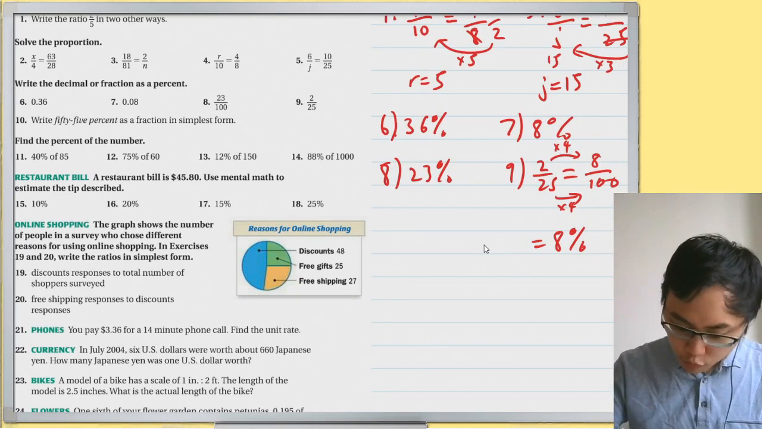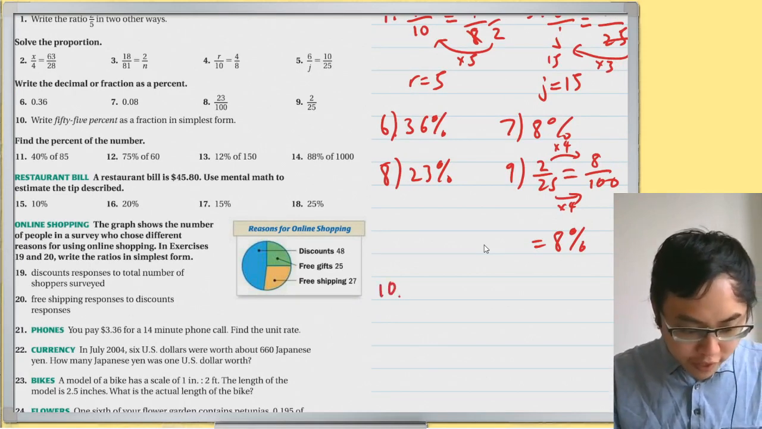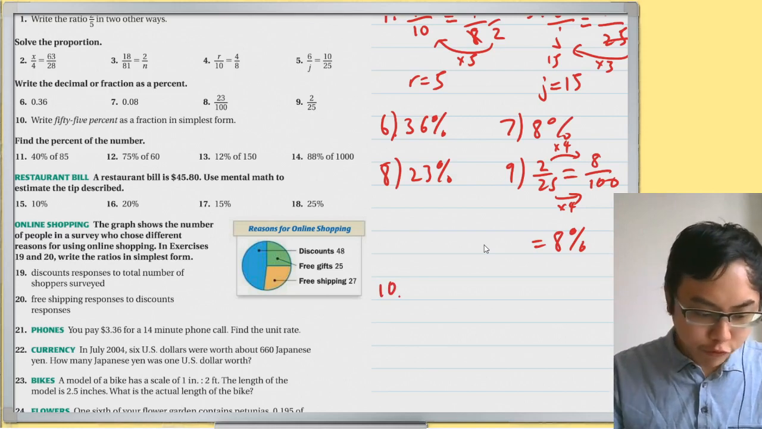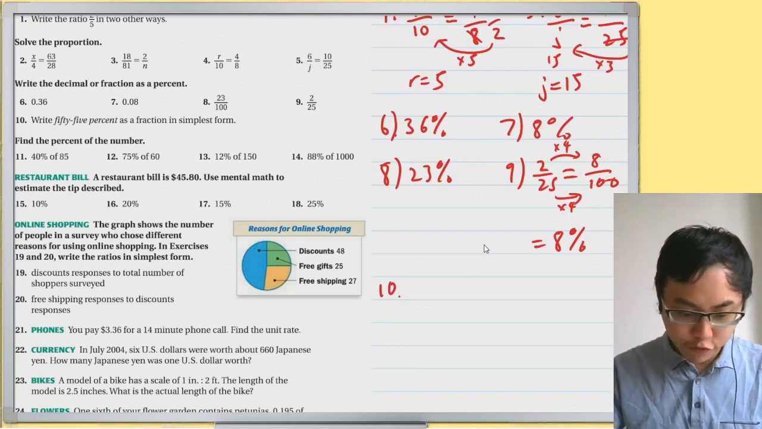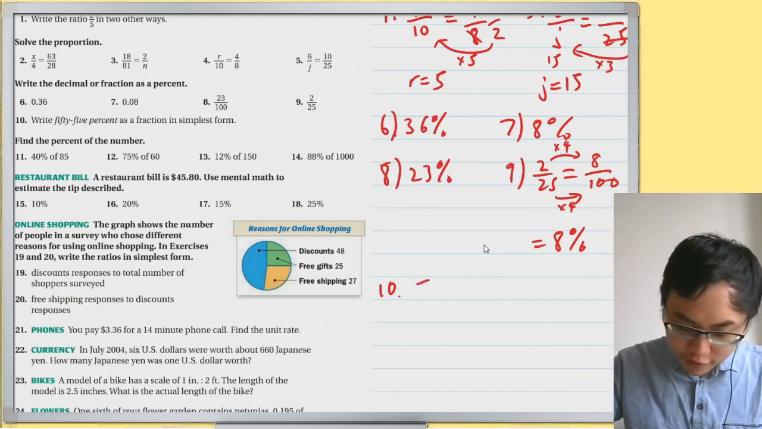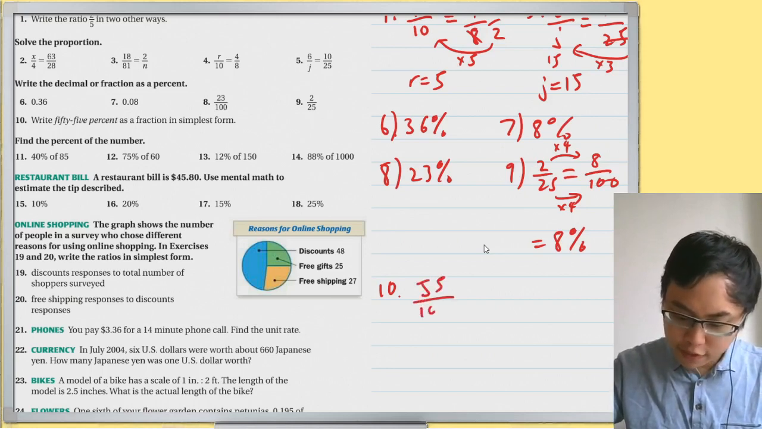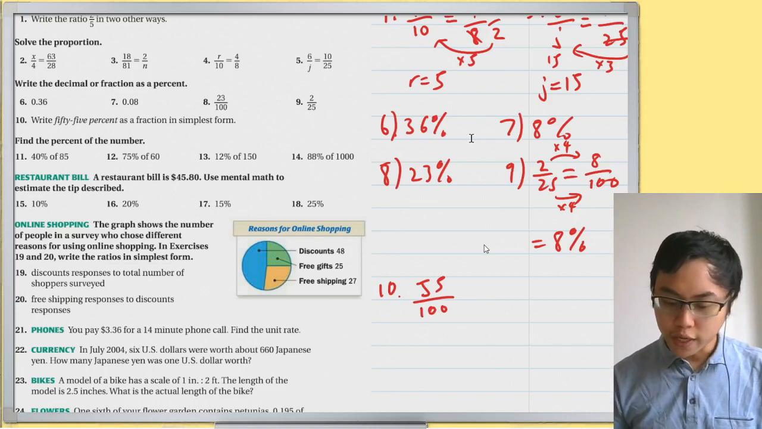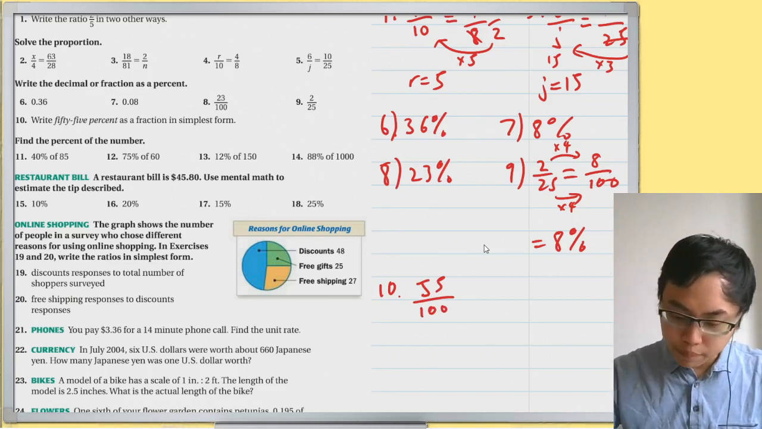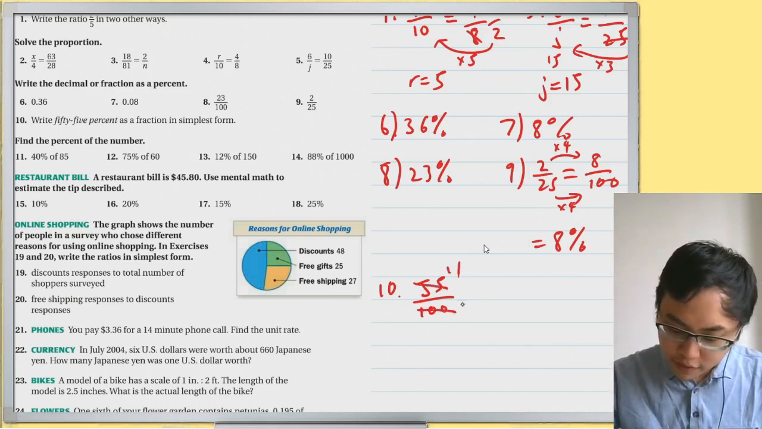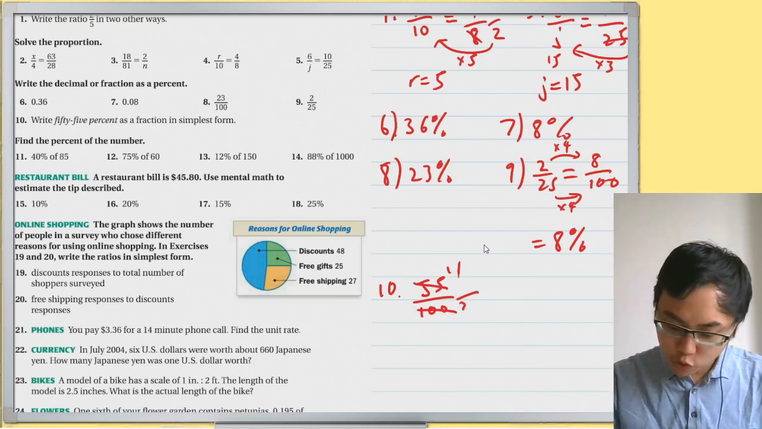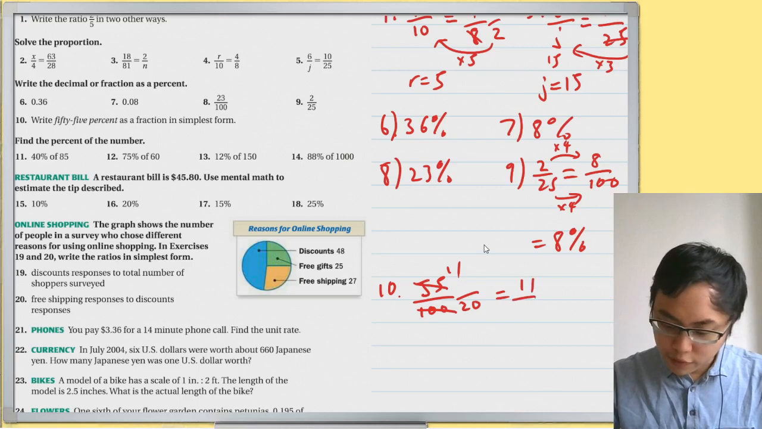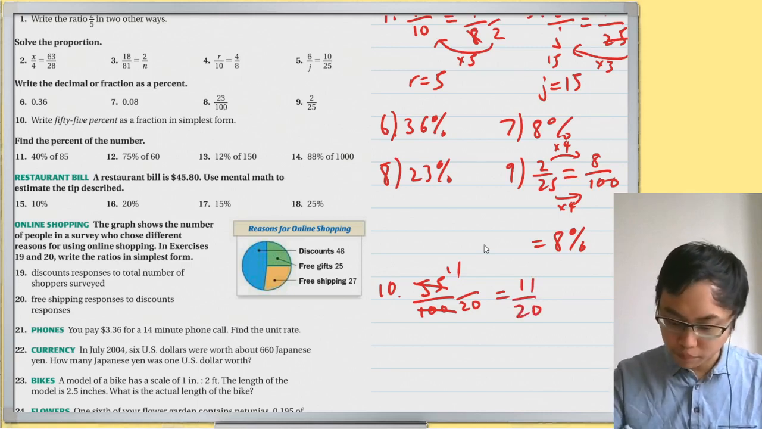Question 10, write 55% as a fraction in simplest form. So first of all, 55% is the same as 55 out of 100. And so now I can divide top and bottom by 5. That's going to be 11 out of 100 divided by 5 is 20. So that's 11 out of 20 as a fraction in simplest form.